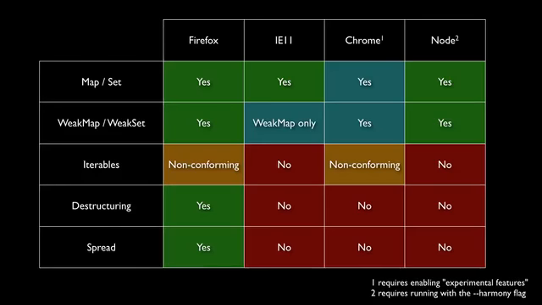So where are we? Firefox is leading the pack. Its version of iterables doesn't conform to the current version of the spec, but it's there, at least you can use it. IE 11 has some of these features enabled and ready to go. Chrome has some of them, but they're hidden away, so you can't really use them. And Node also has some of these things if you run with the Harmony flag.